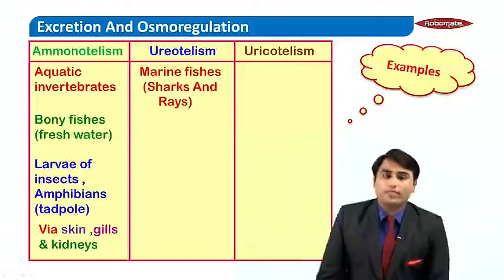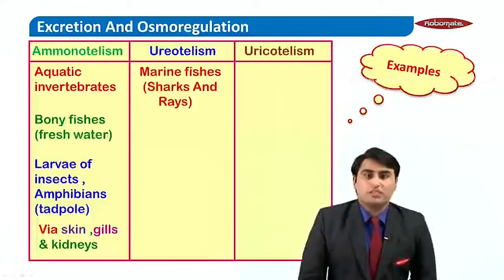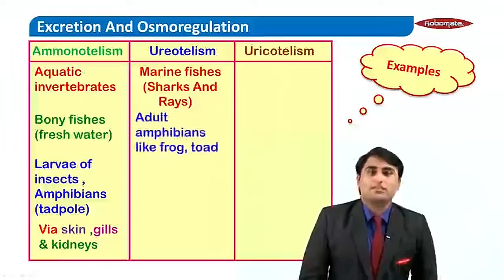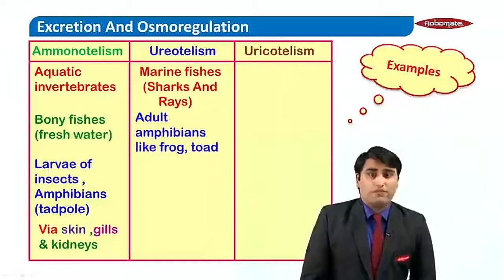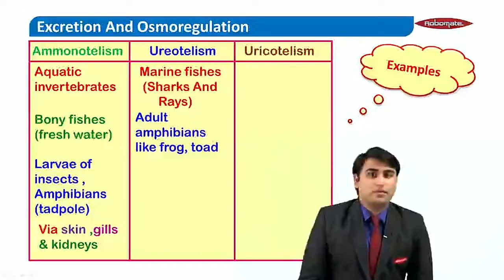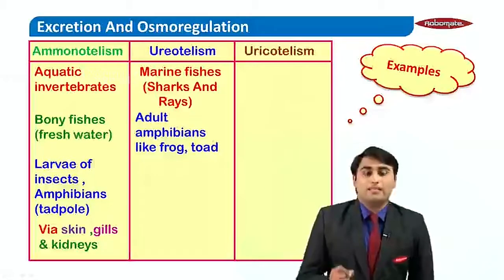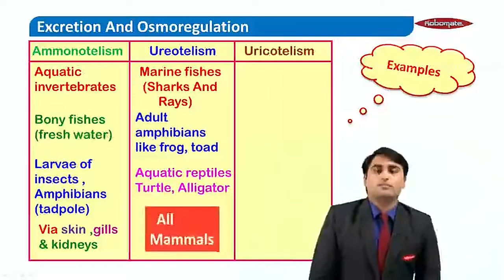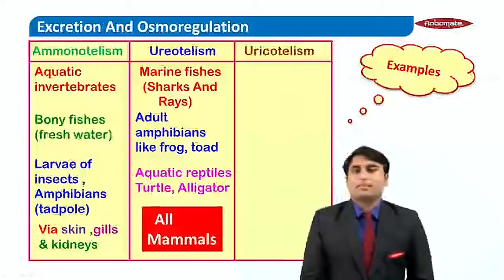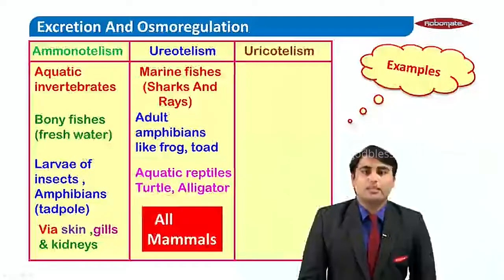Ureotelism is seen in marine fishes such as sharks and rays, and in adult amphibians like frog and toad. So my friends, please notice a difference here: the larva of amphibians which stays in water excretes ammonia, and the adults of amphibians excrete urea. Aquatic reptiles such as turtle and alligator also show ureotelism, and all the mammals excrete urea as their excretory waste.